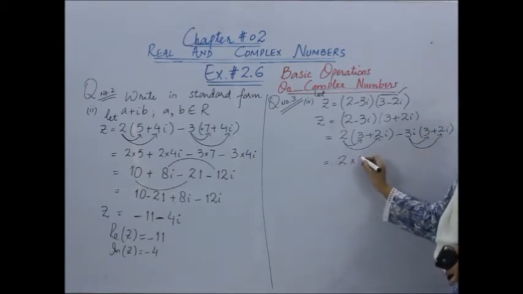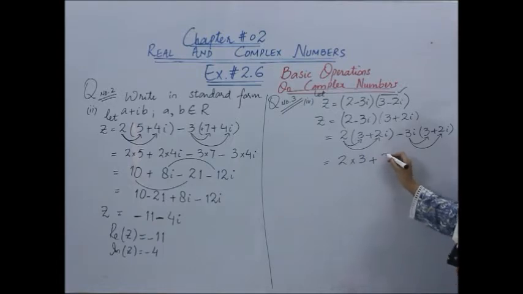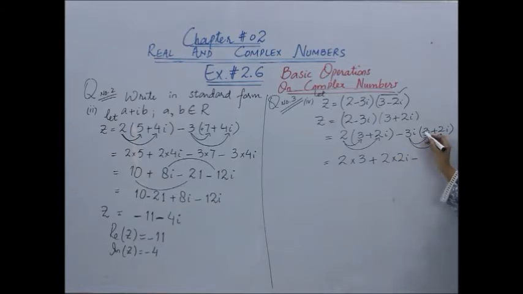Now students, 2 into 3 plus 2 into 2 iota. What about this negative sign? When this negative sign is multiplied with this plus sign, it will give you minus. So minus 3 iota into 3, and this minus into plus will give you minus, so 3 iota into 2 iota. Don't forget to write down the complete number, that is 3 iota multiplied by 2 iota.